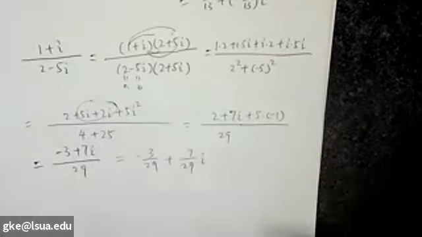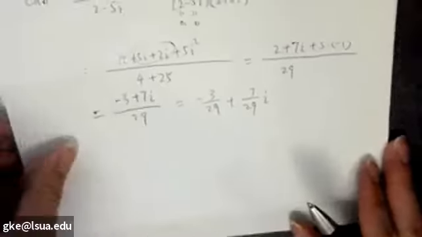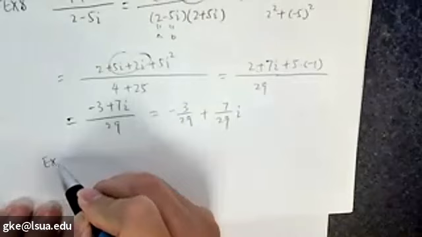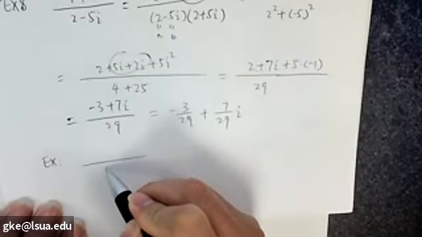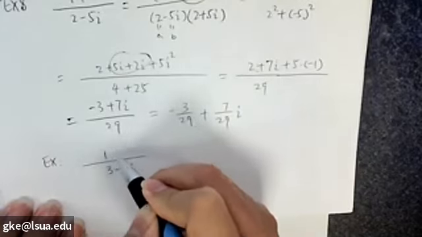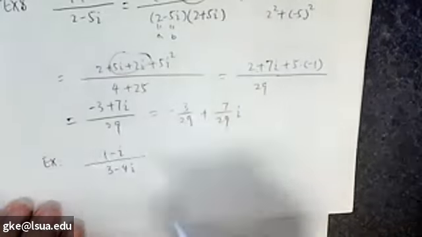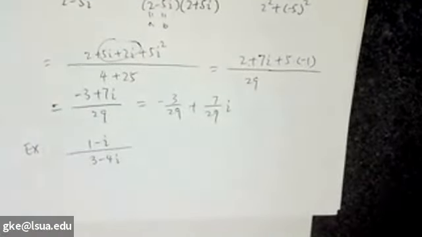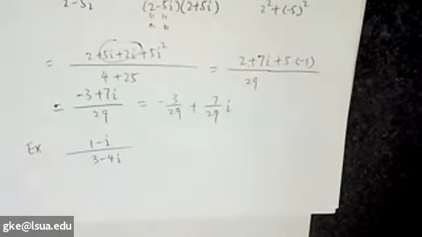Now, I want you guys to try this one for me: (1 minus i) divided by (3 minus 4i).